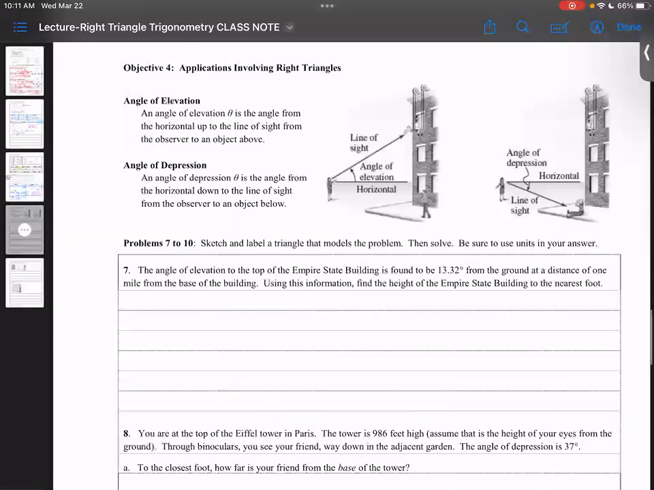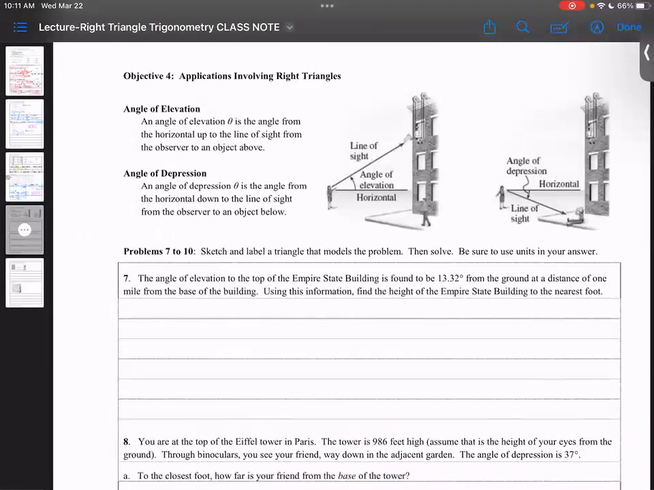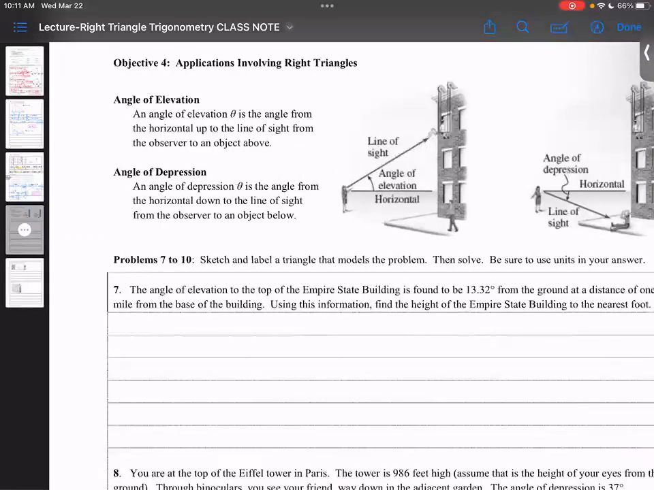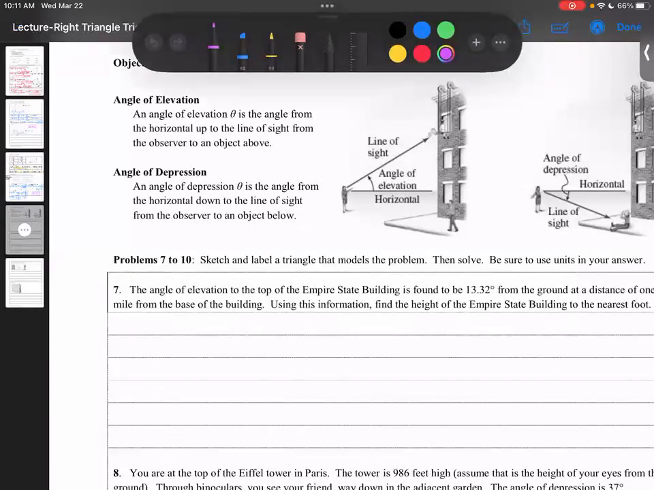Application, maybe something like this on your exam. An angle of elevation theta is the angle from horizontal up to the line of sight from the observer to an object above. So elevation means this. A person stays on the ground or on a flat surface, and she looks up. So the angle of elevation is from the horizontal line up to her eyeball, right? That's where her eyeball is. So that's the angle of elevation.